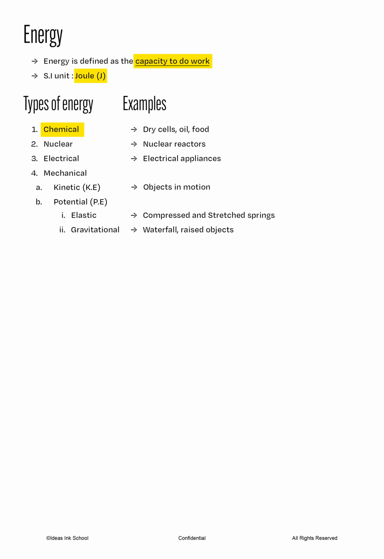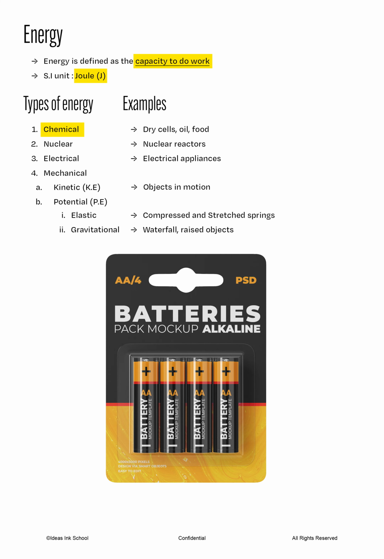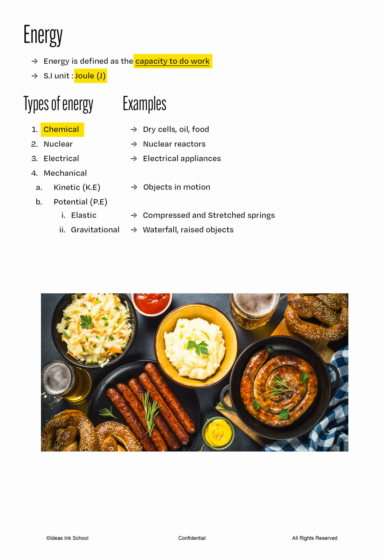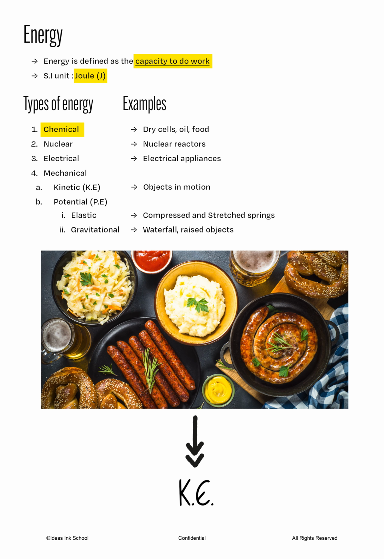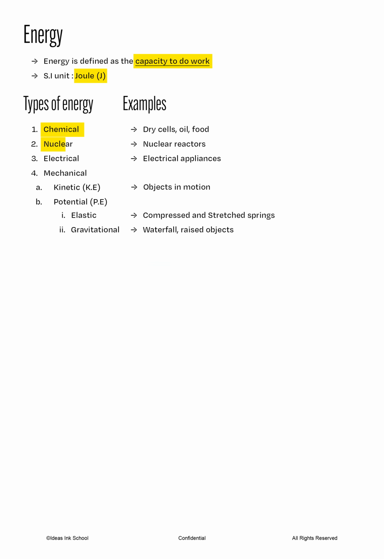This type of energy can be found in dry cells or batteries, and it can also be found in the food that we consume. For example, the energy stored in food is converted into kinetic energy to power the muscles in our bodies. Number 2 is nuclear energy.